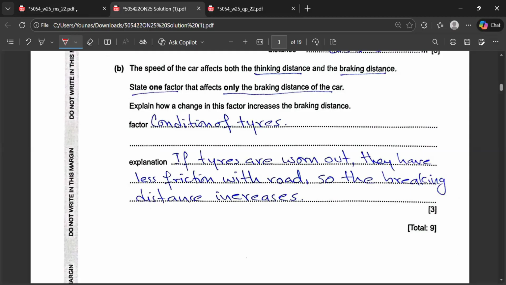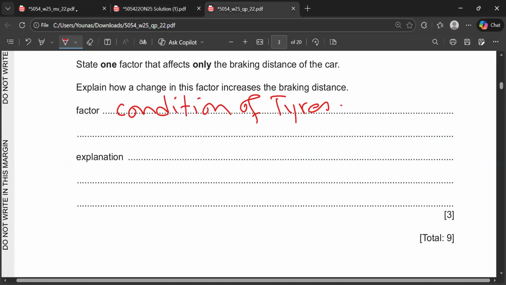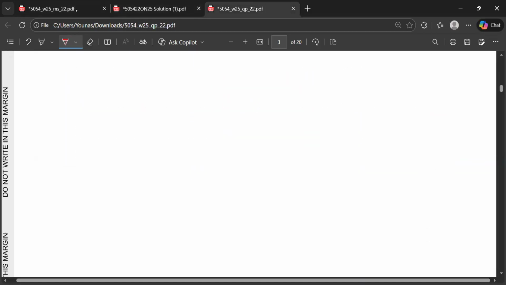If tires are worn out, they have less friction with the road, so the braking distance increases, because now that friction is producing less deceleration. That's why it's covering a larger distance. Okay, so let's move to the next part, and we are done with question number one.